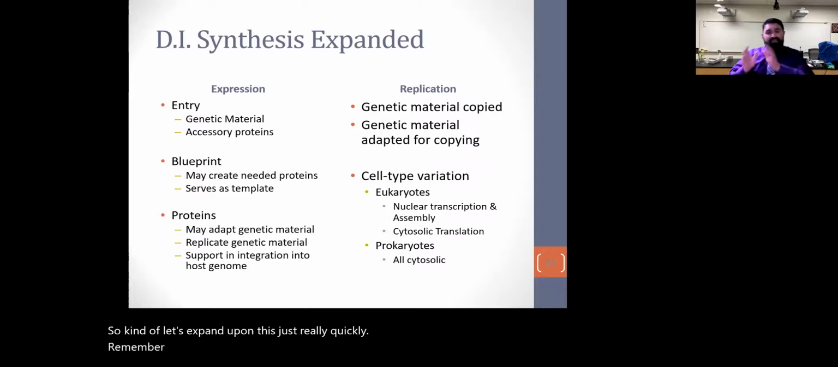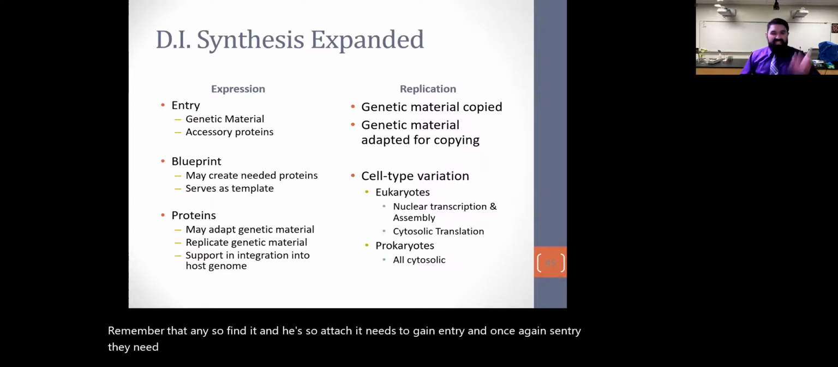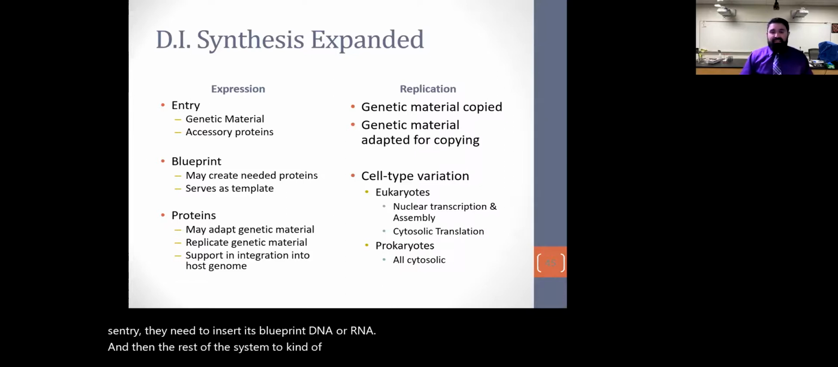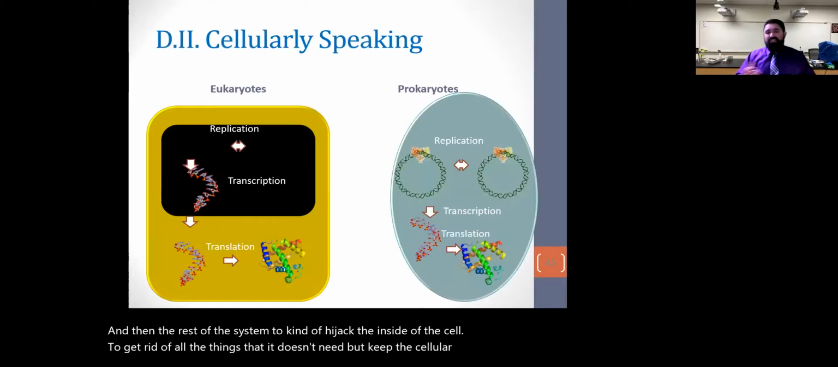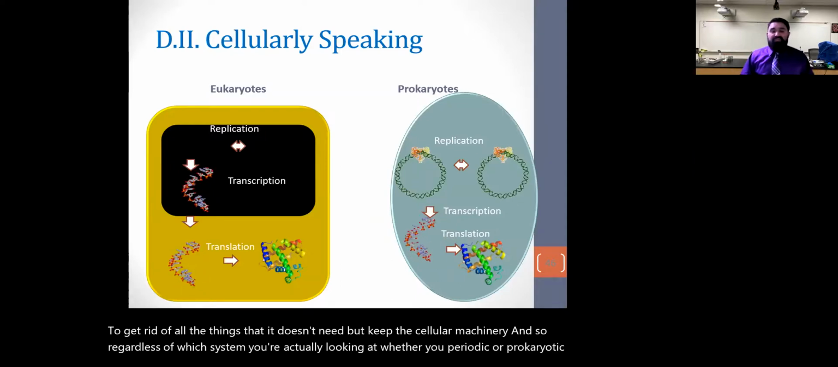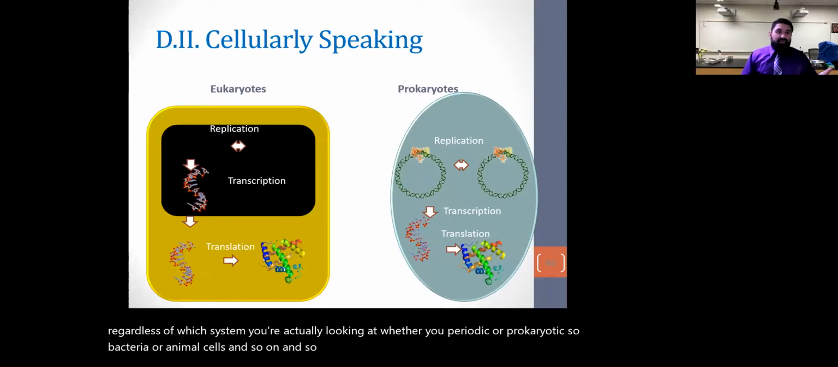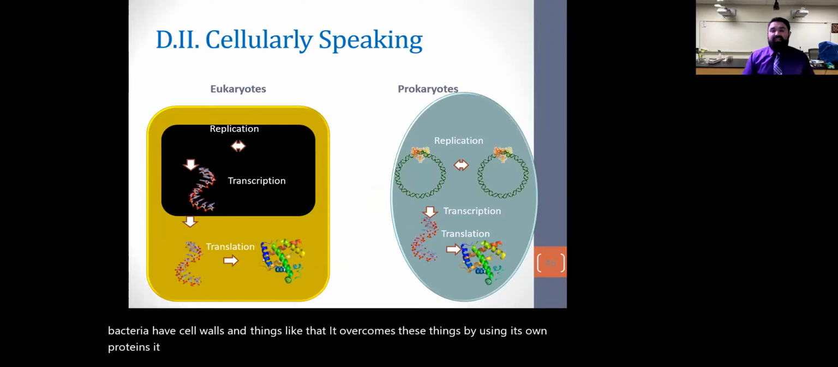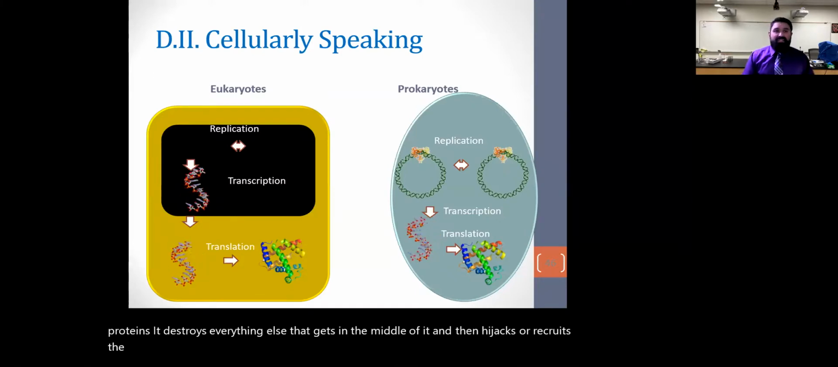Remember that it needs to find, it needs to attach, it needs to gain entry, and once it gains entry, it needs to insert its blueprint, its DNA or RNA. And then the rest of the system needs to hijack the inside of the cell to get rid of all the things that it doesn't need, but keep the cellular machinery. And so regardless of which system you're actually looking at, whether eukaryotic or prokaryotic, so bacteria or animal cells and so on and so forth, because remember, eukaryotes have a nucleus and bacteria have cell walls and things like that, it overcomes these things by using its own proteins. It destroys everything else that gets in the middle of it, and then hijacks or recruits the cellular machinery to make more copies of itself.